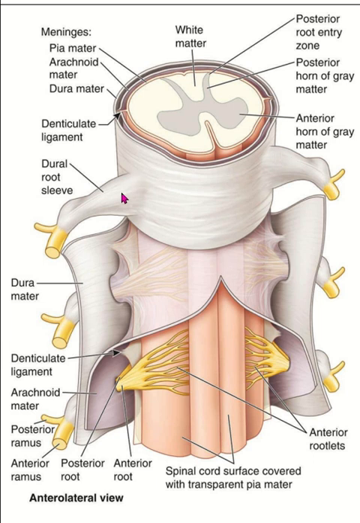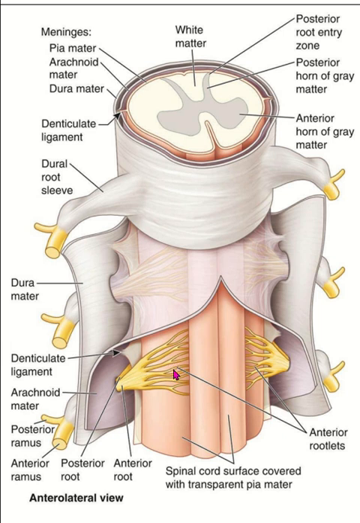So this is the root of the spinal nerve covered by spinal dura mater. So here the dura mater is cut and separated. So we see the arachnoid mater and we see the denticulate ligament formed by the pia mater. Arachnoid mater is cut and separated, and here we only see the pia mater.